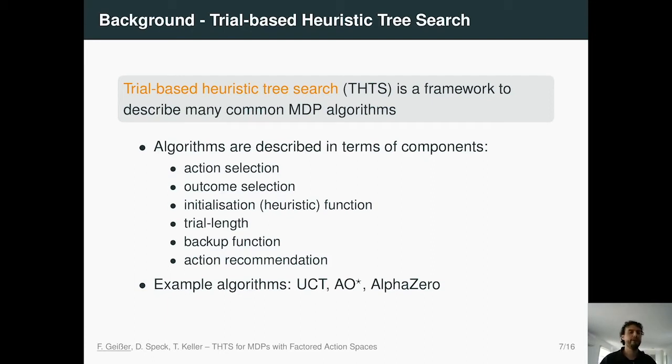And after a trial is finished, we have the backup function to back up values and update value estimates. And finally, after we have completed all of the trials, or after we are finished with the current one, we have the action recommendation function, which tells us which action we want to finally execute. Example algorithms which can be described in the THTS framework are, for example, UCT, AO star, or more recently AlphaZero can also be described within the THTS framework.